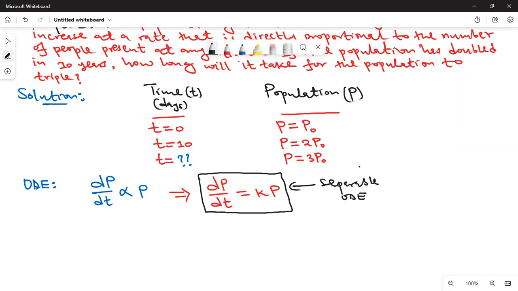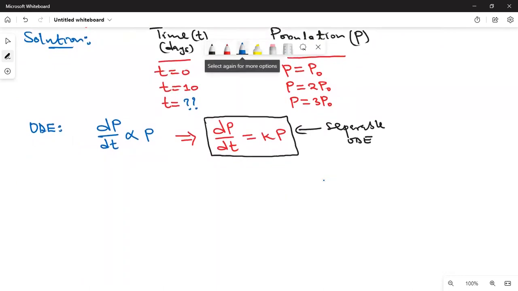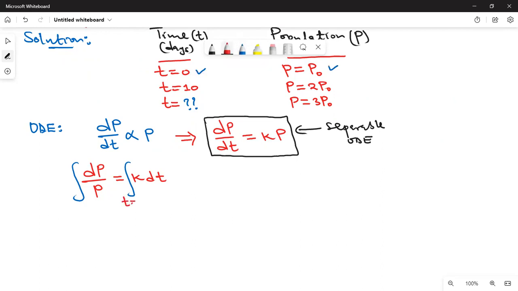Let us solve it. First of all, we need to separate the variables. When you separate the variables, we are going to get dP over P is equal to K dt. And then now we need to integrate both sides. You have the limits of integration. When time is zero, population is P naught. So I'll write here, integrating from T equal to zero, when the population is equal to P naught. And then also when time is 10, population is 2 P naught.